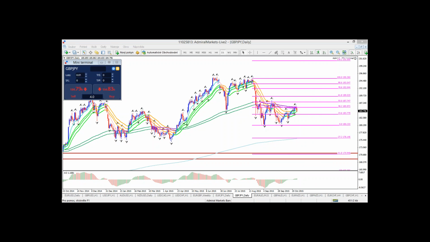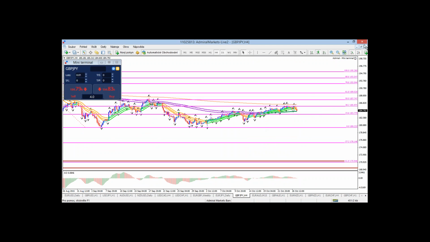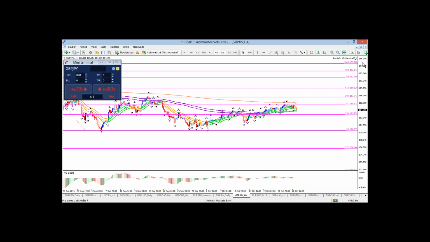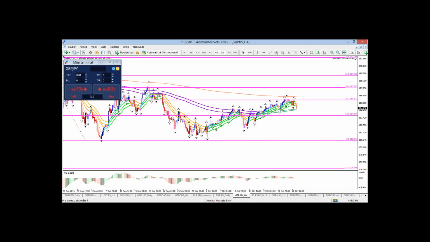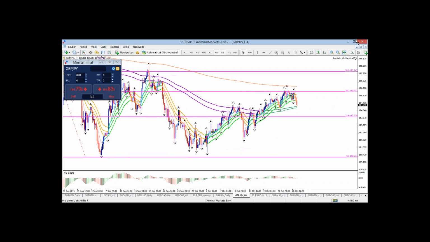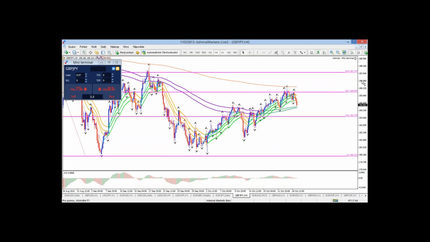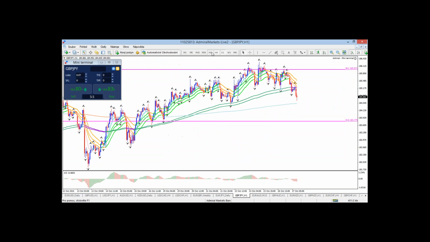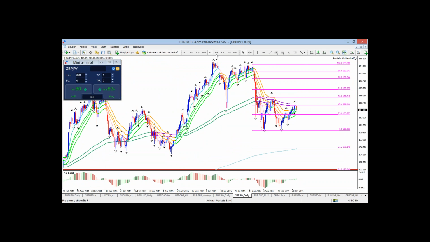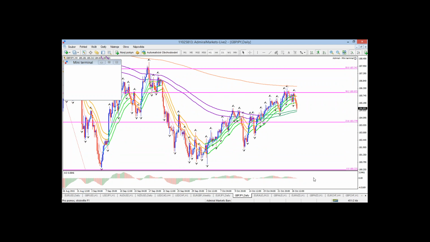Bit messy as well, just like the euro yen, I would say. Messy 4-hour chart. Messy 1-hour chart. I don't like it that much at this moment. I would probably just keep it on the daily chart at the moment. I think that's probably the clearest chart at this moment, the weekly. Anything lower seems to be messy.